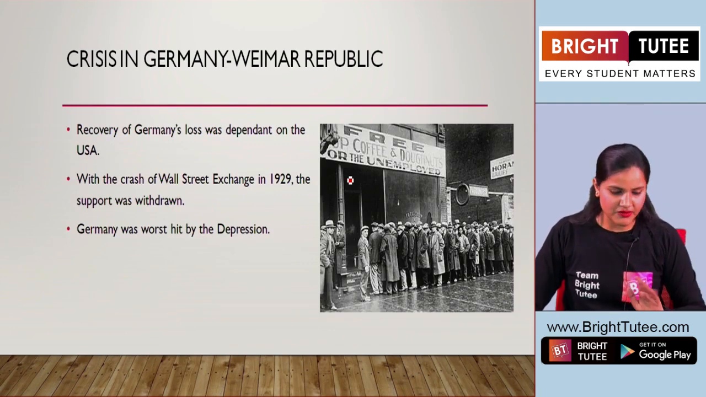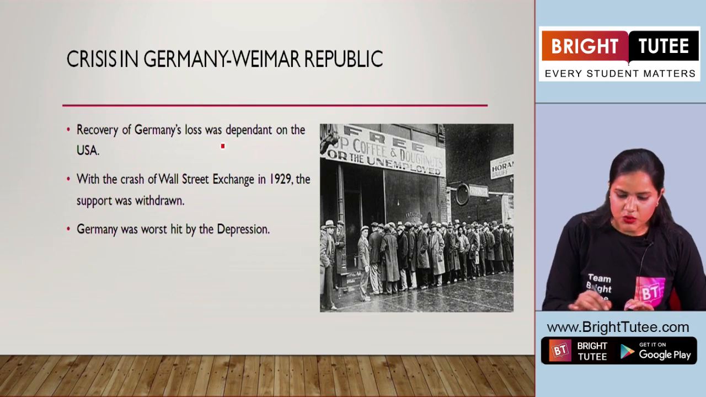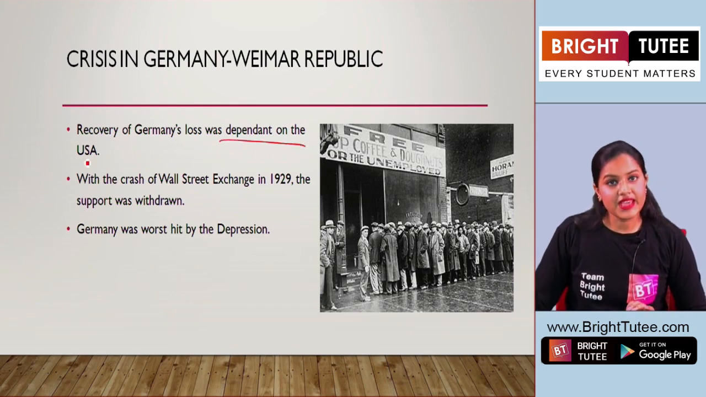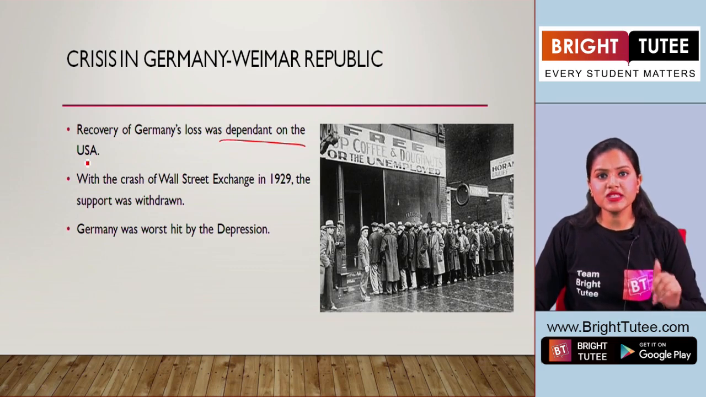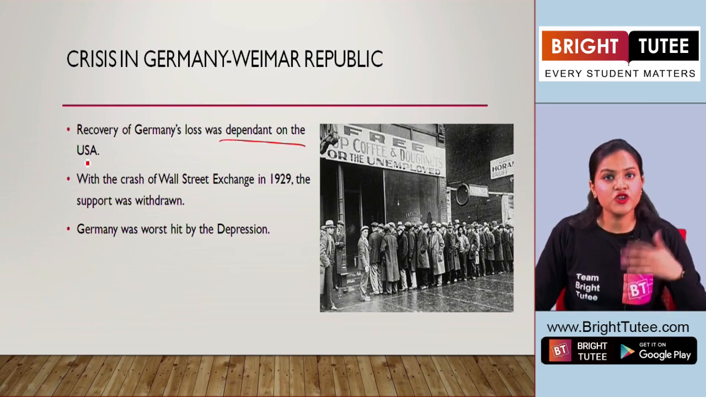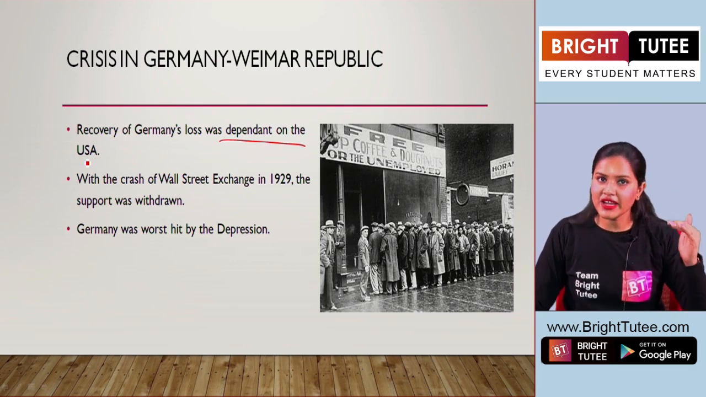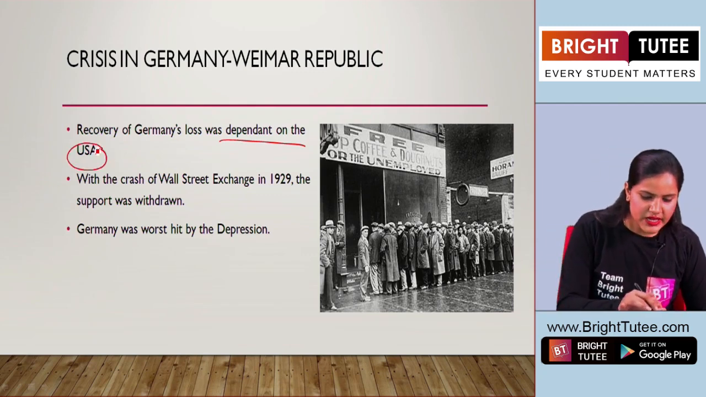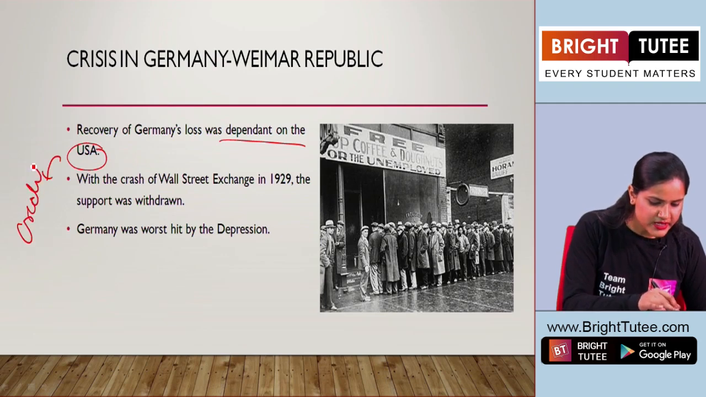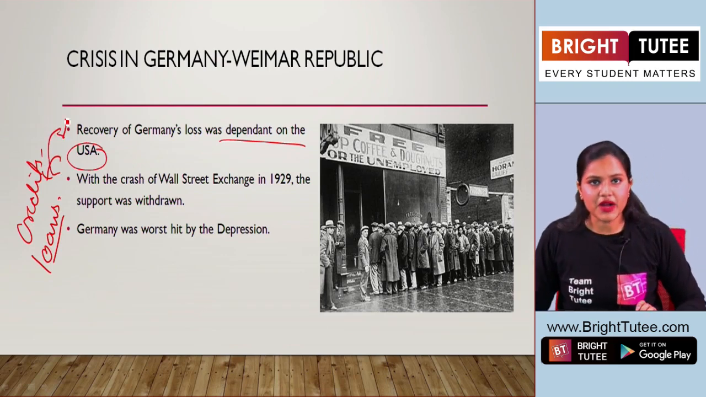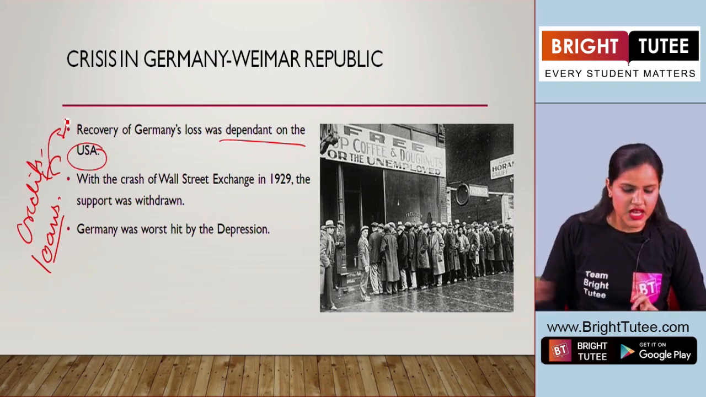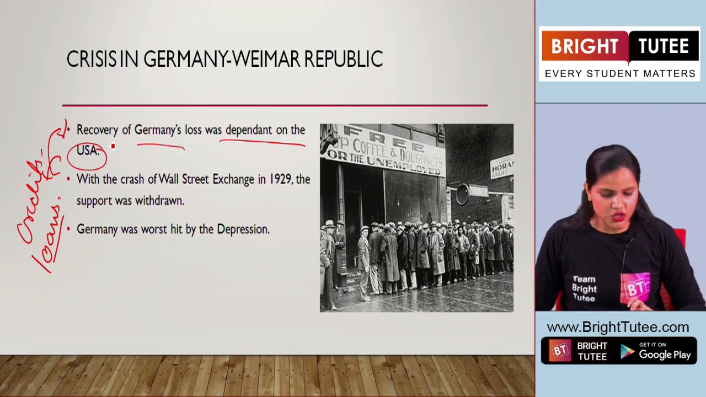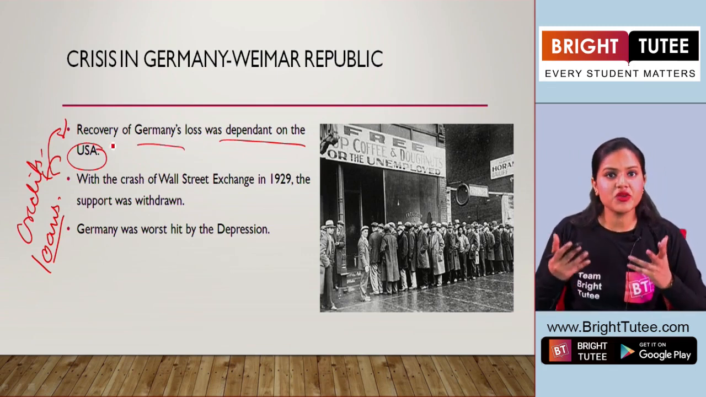Now this was not enough. Now recovery of Germany's loss was dependent on the USA. Yes. Now this time we see that the USA is an emerging power. Right, Europe was a creditor at one time, but right now it had to face huge loans. So therefore, it became the debtors. Now here we see that the USA provided credits or loans to all the losing parties here, right? All the losing countries. So Germany was also dependent on the USA. But again the situation changed.